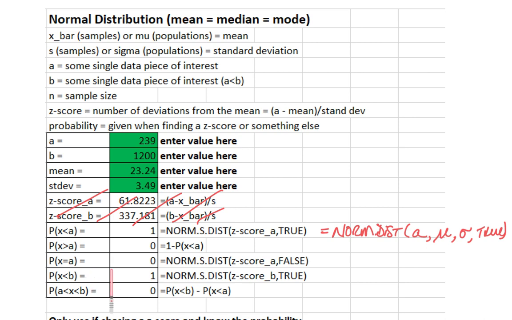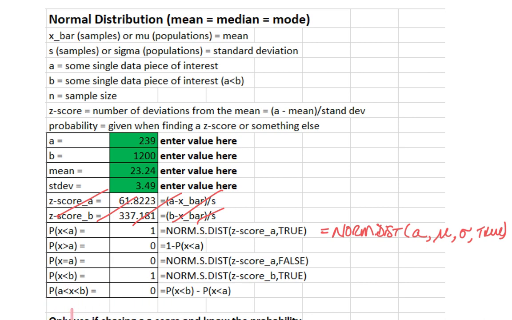If I want it equal to, this is where we put false, right? So whether you're doing the norm.s.dist, or like I said, if you're not using z-scores, you're using the norm.dist, this is where you'd say false, and you get 0. The probability that X is less than B.